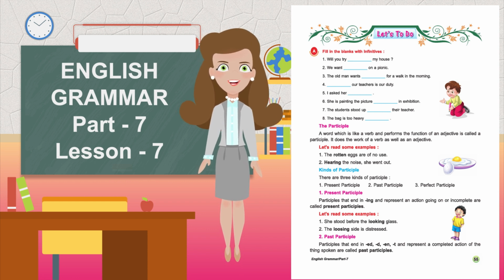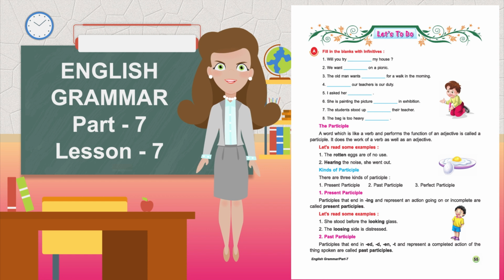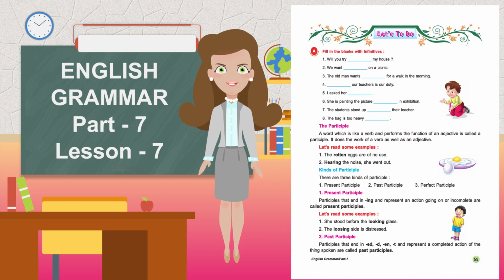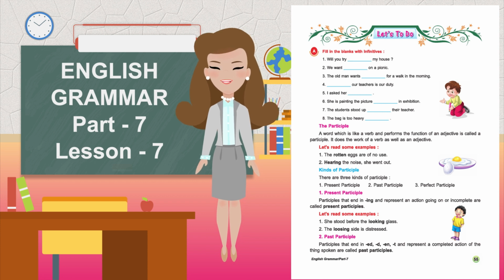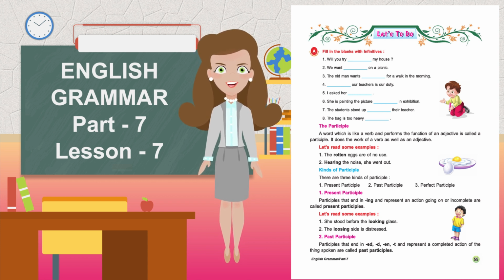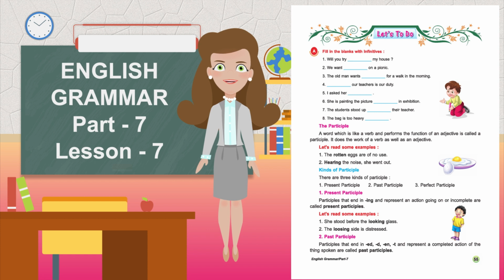Kinds of participle. There are three kinds of participle: present participle, past participle, perfect participle. First, present participle. Participles that end in ing and represent an action going on or incomplete are called present participles. Let's read some examples. She stood before the looking glass. The losing side is distressed.